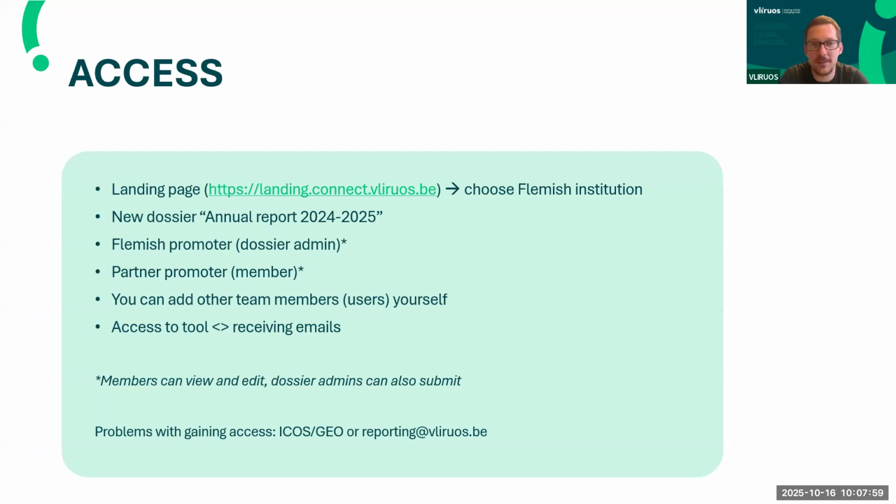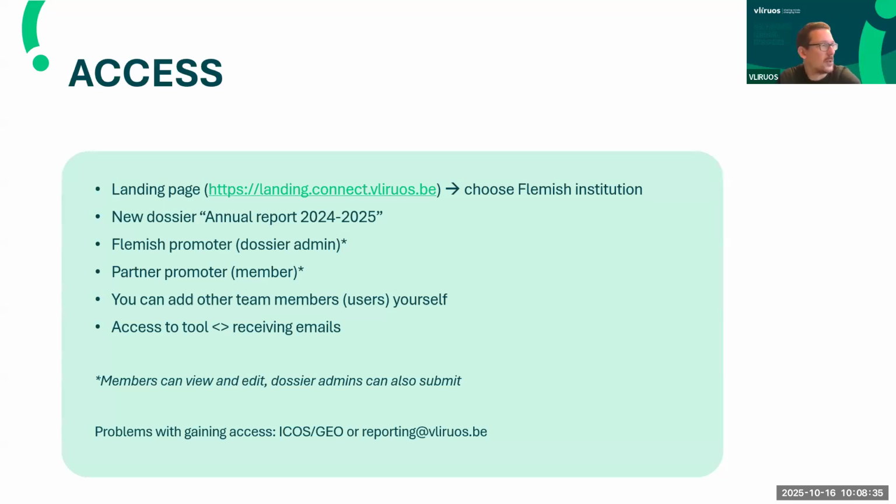So who has access already? Flemish promoters and partner promoters. Flemish promoters are dossier admins, partner promoters are just members. The difference there is that members cannot submit, so only dossier admins can actually submit the dossier. Apart from that, there is no difference. And anyone who has access to the dossier already, so also ECOS, also Geo, can add team members as users yourselves.